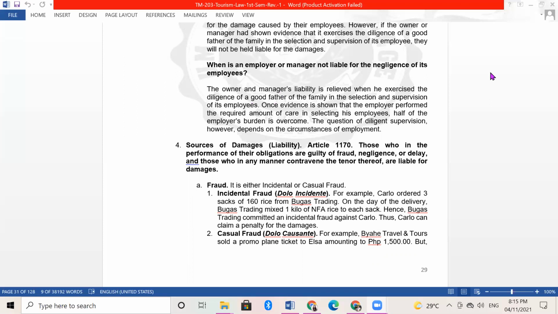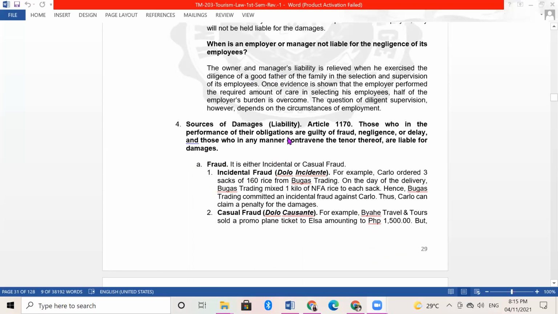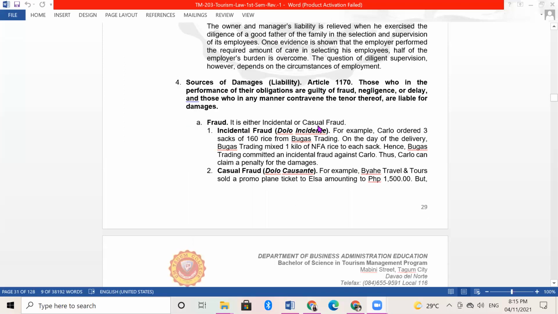So next is the sources of damage or liability. Article 1170: those who in the performance of their obligations are guilty of fraud, negligence or delay, and those who in any manner contravene the tenor thereof are liable for damages. So first is fraud. It is either incidental or casual fraud.